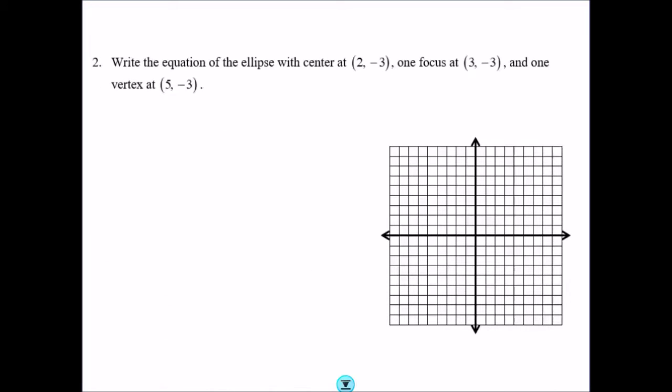Next, let's write the equation of the ellipse with a center at (2, -3), one focus at (3, -3), and one vertex at (5, -3). So we are told what the center is. That's (2, -3). We know that one focus is at (3, -3), and we know that one of the vertices is at (5, -3). Since these three points form a horizontal line, we know that this will be a horizontal ellipse.